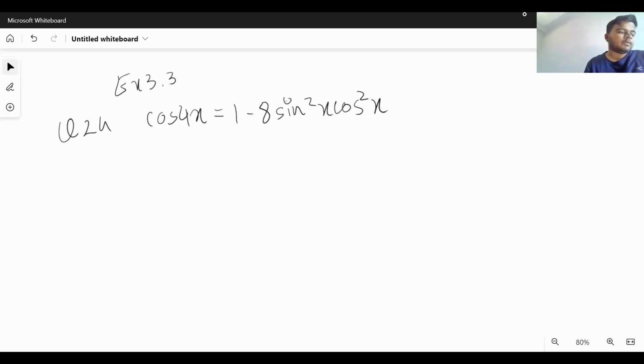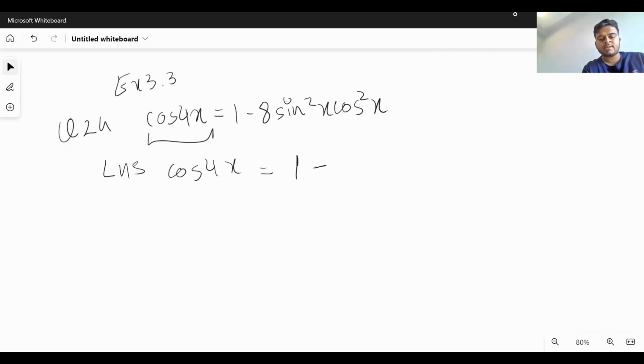And the way that we're going to do this is we are going to start from the LHS and we are going to go towards the RHS. Correct. So let us try and do that. So LHS. So cos 4x can be written as 1 minus 2 times sine square 2x.